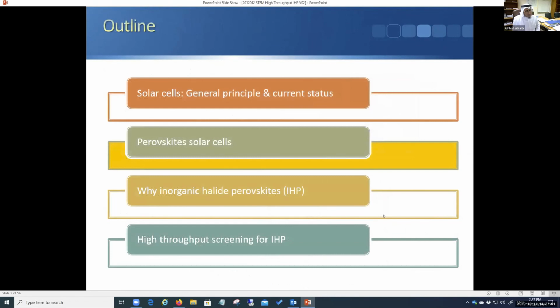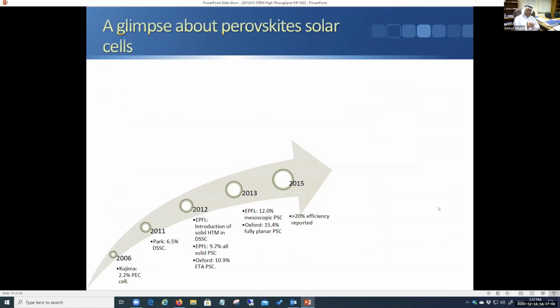Now let's go to the second topic, which is the perovskite solar cells. The perovskite solar cells actually started as a dye or quantum dot sensitized solar cell. That started with Kojima in 2006, and the efficiency reached about 6.5% in 2011. And then the group at EPFL introduced the solid hole transport material in the dye-sensitized solar cell. And that actually started the plethora of the perovskite work. And then there was a competition between EPFL and Oxford, and then Korea got into the business.